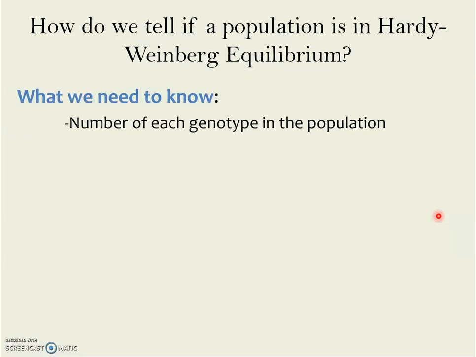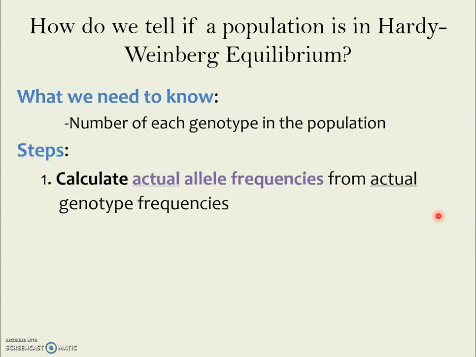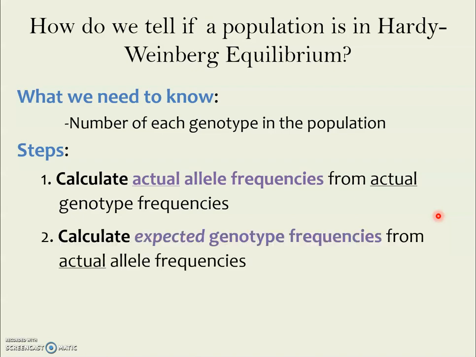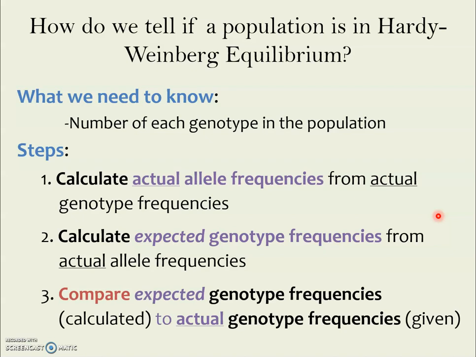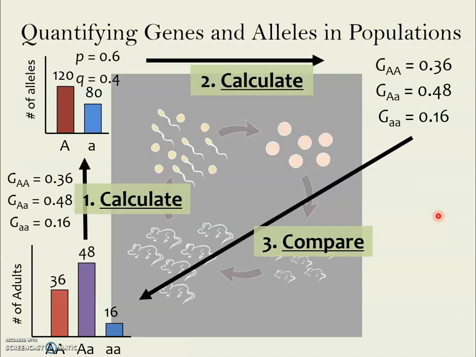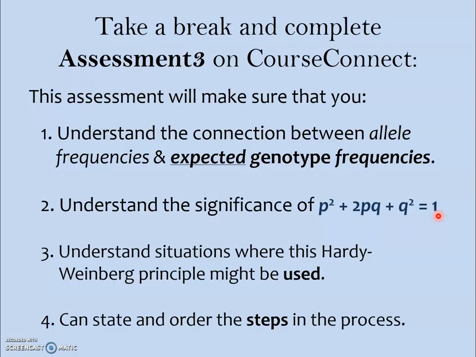So I've got 30 seconds for a review. We're given some information about the population. We calculate the actual allele frequencies. We know them, we've observed them. We then calculate the way we expect those allele frequencies to sort out into genotypes. And we compare that expectation to the actual genotype frequencies that we were given at the beginning. So we calculate, and then, really important, we compare.